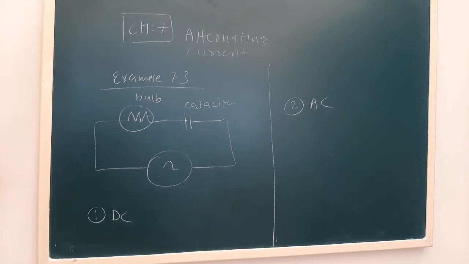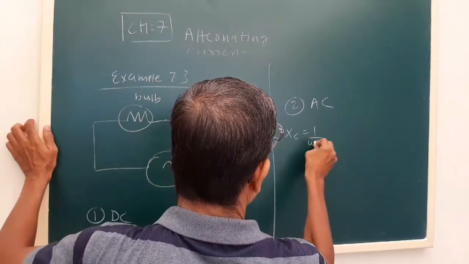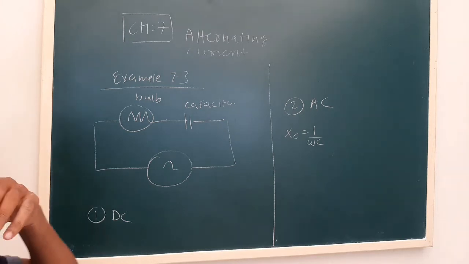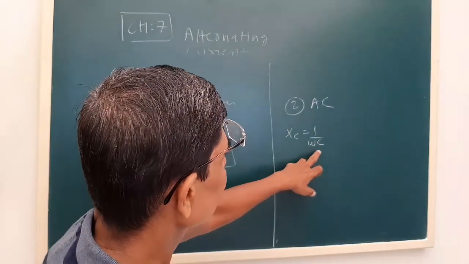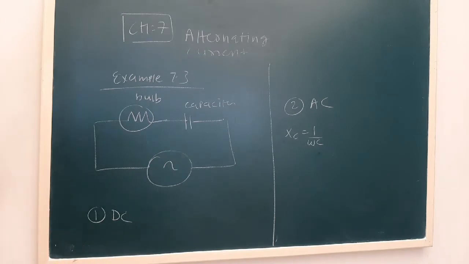Now see, for an AC source, capacitive reactance is XC, 1 upon omega C. When C is increased, XC will decrease, so our Z will decrease and current I will increase. And vice versa, when C is decreased, XC will increase, so the bulb will glow less brightly.